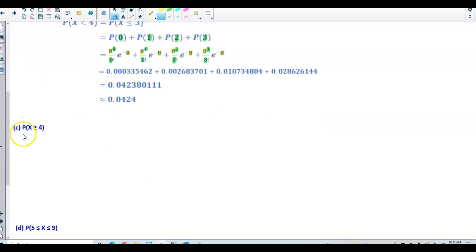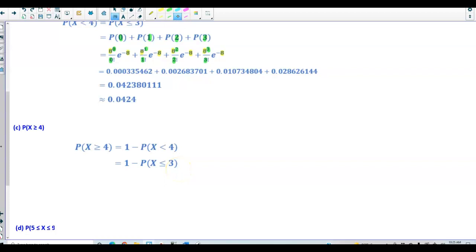Okay, now this is the probability in part C that x is greater than or equal to 4. Now remember, when it's greater than or equal to 4, then we always use the at least formula. The at least is the probability of x being greater than or equal to 4 is the same as 1 minus the probability of x being less than 4. Well, we did the probability of x is less than 4 because we know it's x is less than or equal to 3 in the previous problem. So therefore, it becomes 1 minus the probability of x being less than or equal to 3.